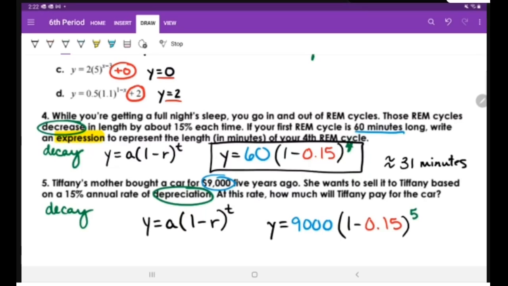So this time, we do have to calculate it because the question says, how much money will Tiffany pay? So we need to know the number, the actual dollar amount. So did anybody plug this into your calculator? McKenna, what'd you get? 3,993. Perfect. $3,993. Very nice.